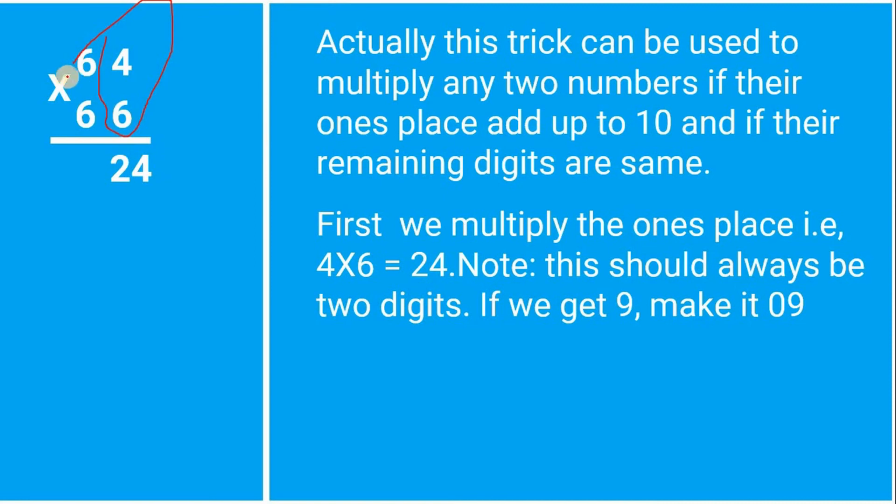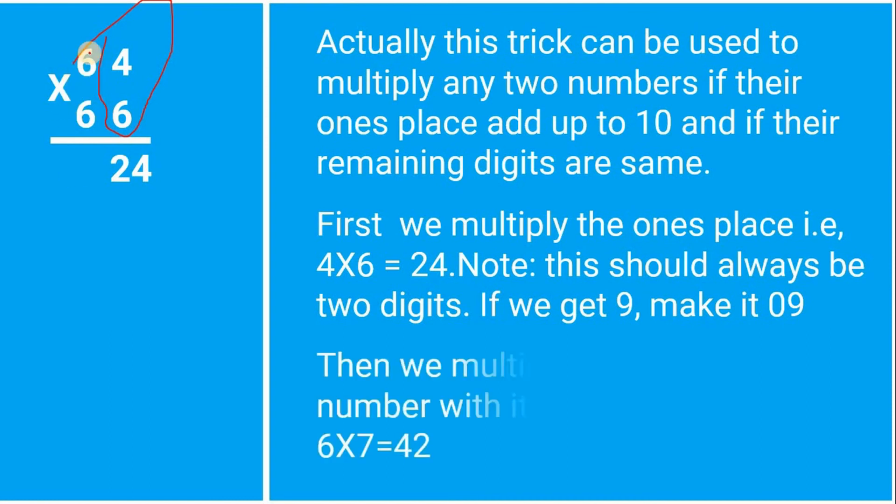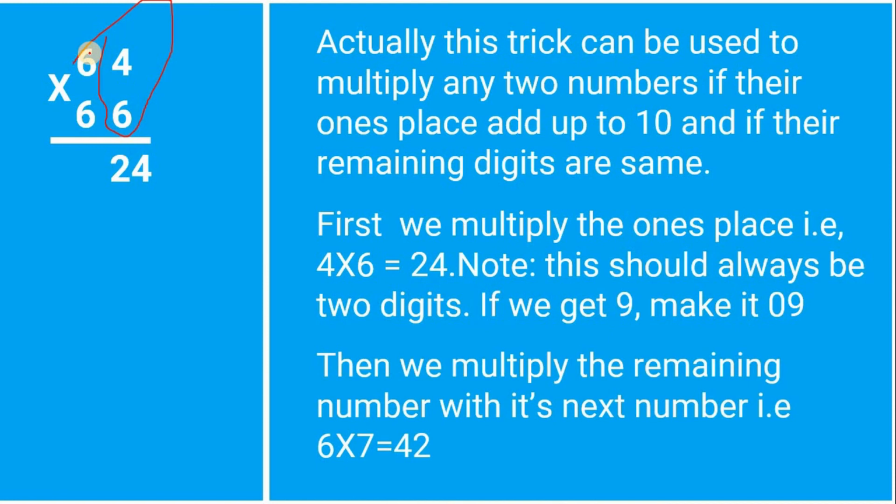Okay, then you have to multiply 6 and the next number, 6 into 7, which is 42, and write 42 here. So that's the answer, 4224. This can be done for any numbers of this sort, and you can say the answers in a second.